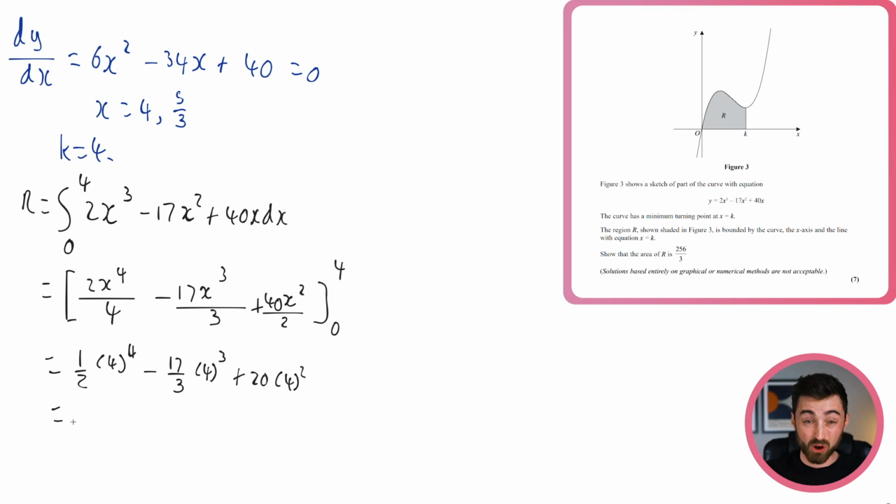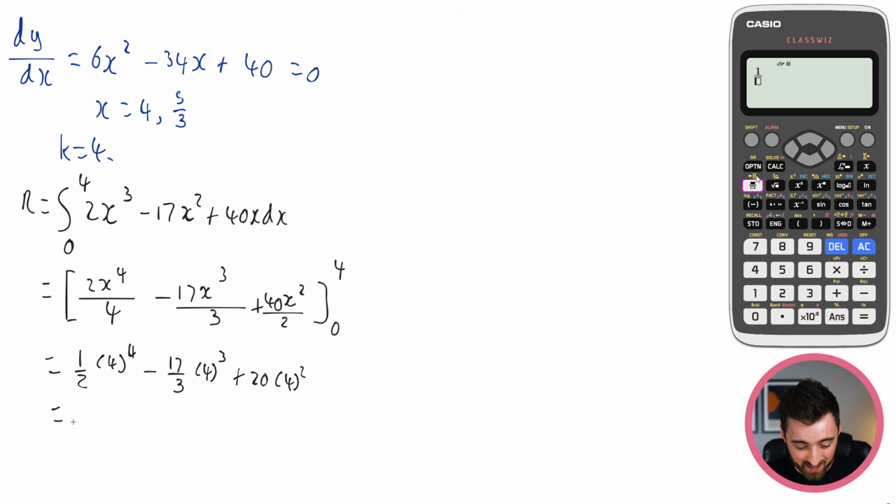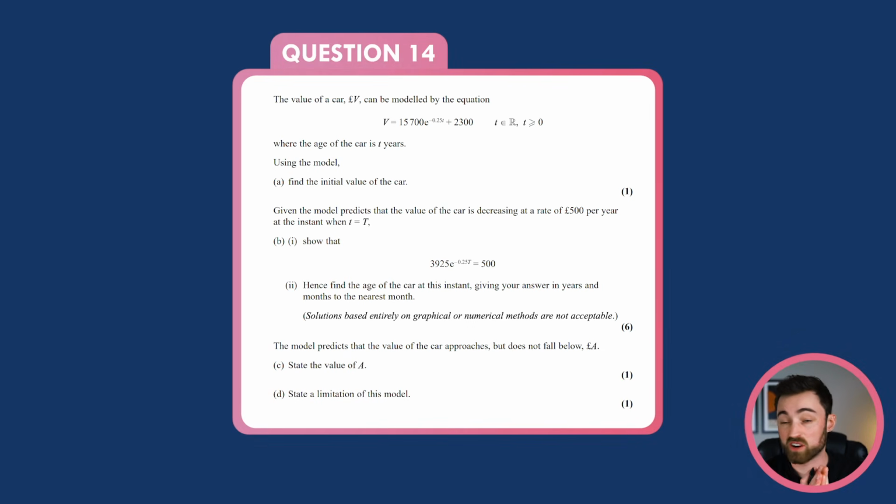So I'm going to go back into the normal mode on my calculator. I'm going to do a half times 4 to the 4 minus 17 over 3 times 4 cubed plus 20 times 4 squared. Yes! 256 over 3, mate. Who would have thought? It's still got it. Question 13 done. Quite a few questions here, isn't there?